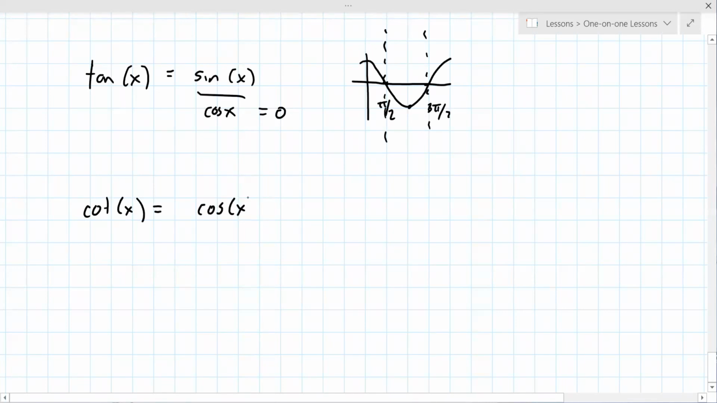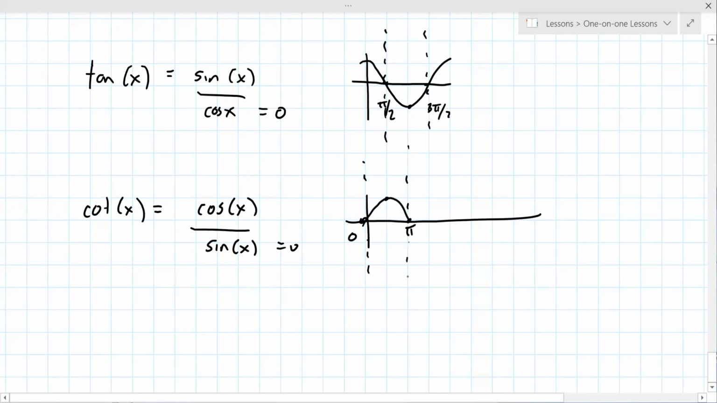Cotangent of x is cosine x over sine x. Where is sine of x equal to 0? It's equal to 0 at 0, and then back down here at pi. So that's going to have a vertical asymptote at those 2 points, and that's what you're seeing here. So this is cotangent. They look really similar, so it's very easy to not know the difference between them, but it comes down to where these vertical asymptotes are.